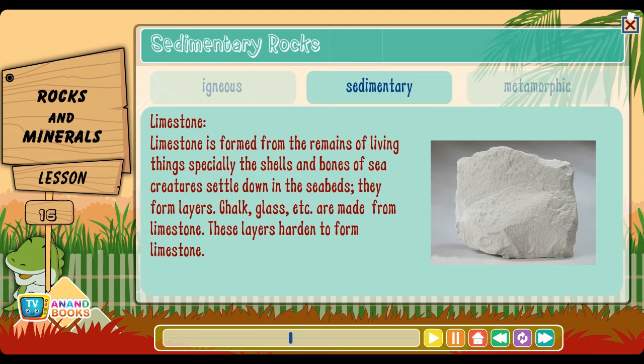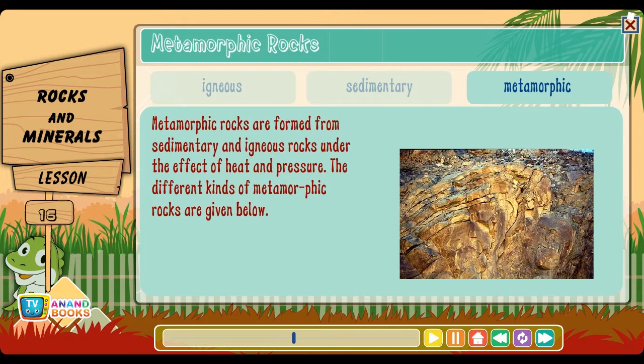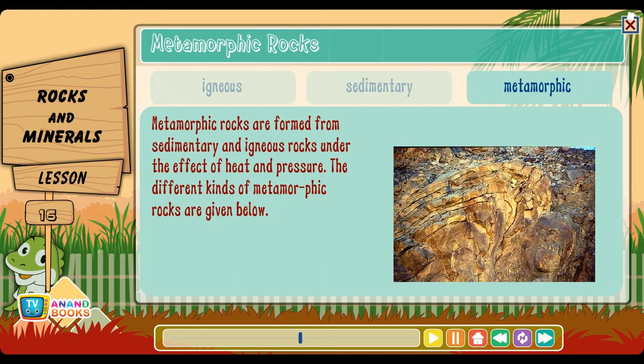Metamorphic rocks. Metamorphic rocks are formed from sedimentary and igneous rocks under the effect of heat and pressure. The different kinds of metamorphic rocks are given below.